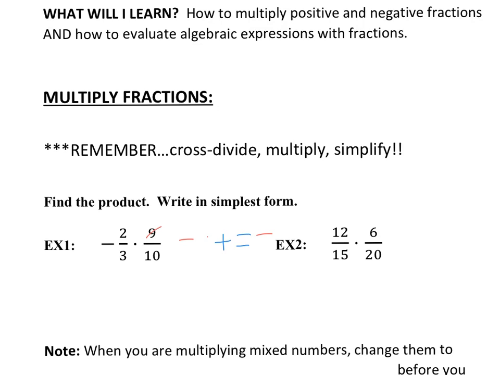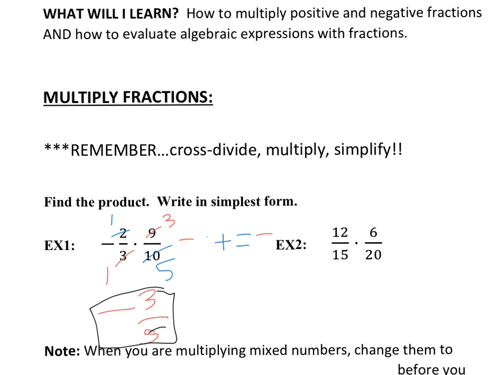So 9 divided by 3, we know that's going to go in 3 times, and then 3 divided by 3 is 1. Then for 2 divided by 10, so when we divide 2 into 10, that leaves us with a 5, and then 2 divided by 2 leaves us with 1. So our final result is what's left over. So I'm left with negative 3 over 5 as my final answer. And that is in simplest form.